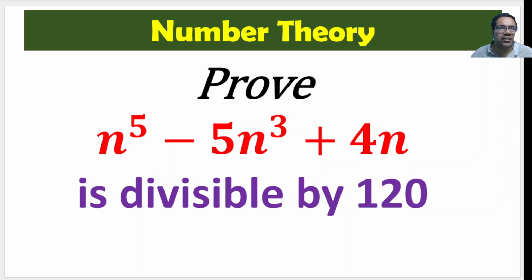Hi friends, here we have to prove n power 5 minus 5n cube plus 4n is divisible by 120. Just by looking at this 120, we understand that 120 is 5 times 4 times 3 times 2 times 1. What is 120? 120 is 5, 4, 3, 2. 20 into 3 is 60, into 2 equals 120.